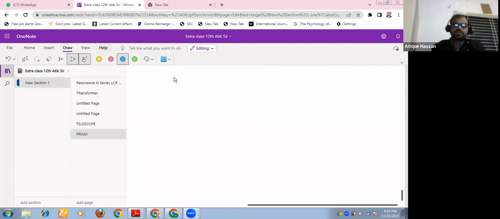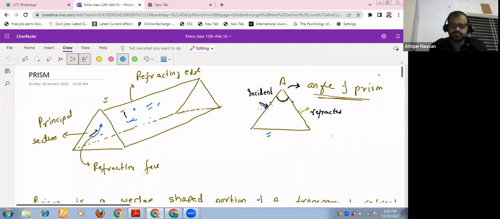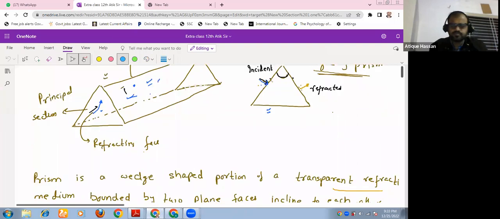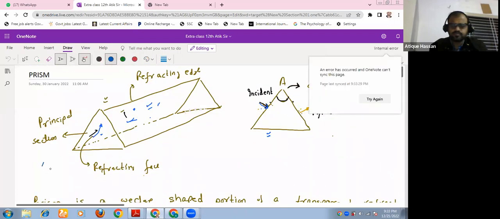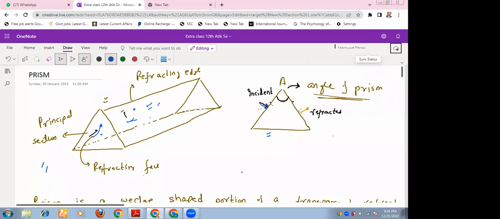Can anyone define what is a prism? What do you understand by prism? Anyone? What do you mean by prism? Sir, it is a glass structure made of two triangular surfaces and three rectangular surfaces.